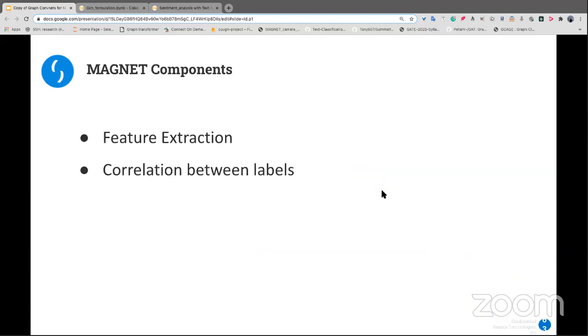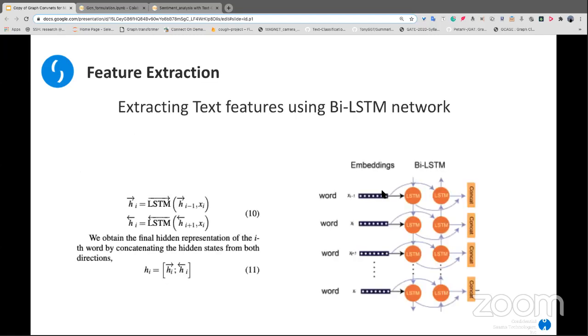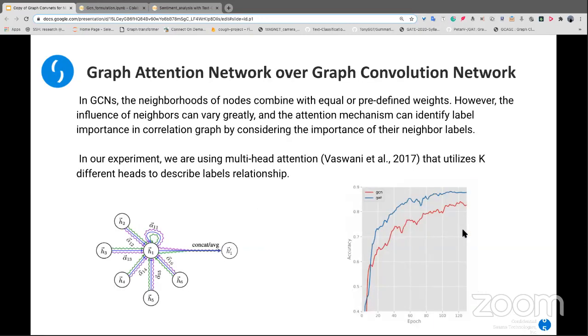This paper introduced only two components, which are feature extraction and correlation. For feature extraction, I'm using the BiLSTM. We do the normal pre-processing, encoding the sentences and normalizing them, then feed them to the LSTM and find the sentence representation. So this part is done. The second part is the graph attention network, where we feed the graph of the labels and find the dependencies between the labels. So we now have two features.